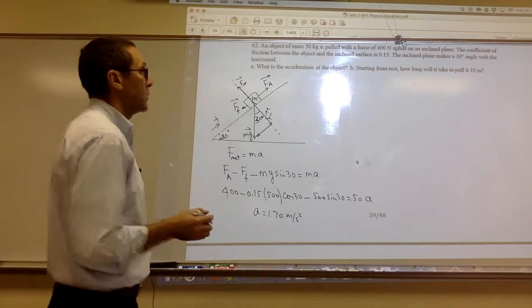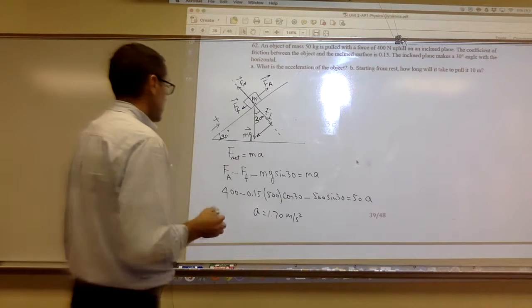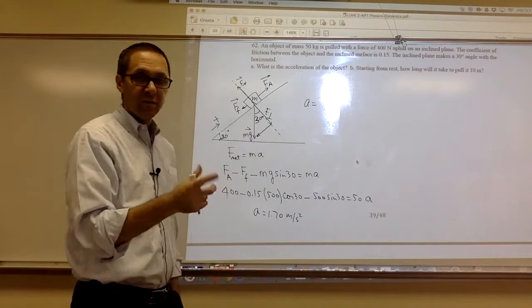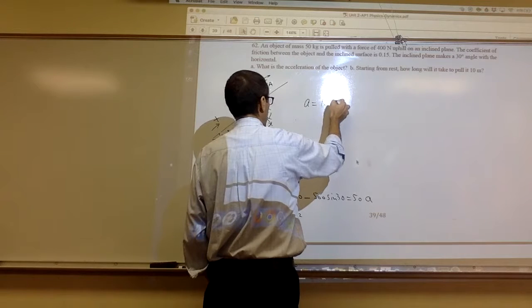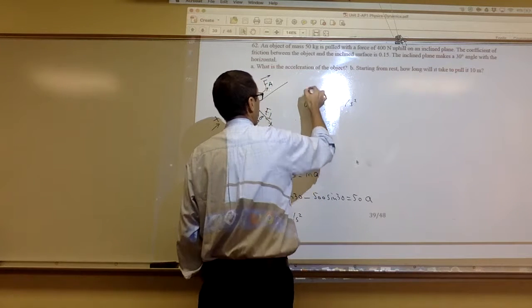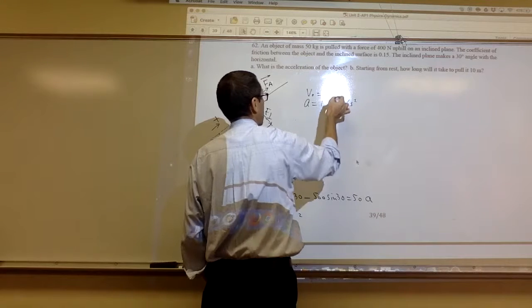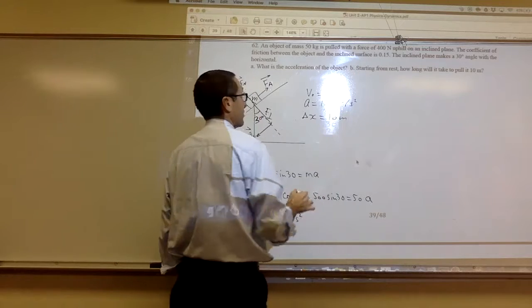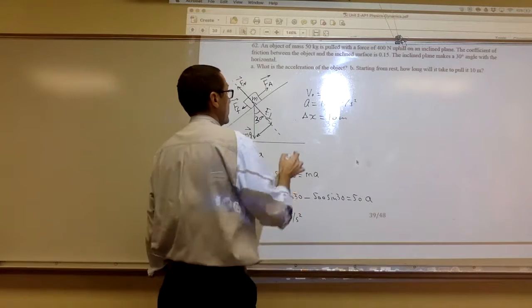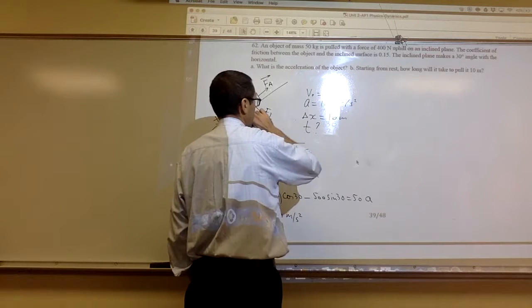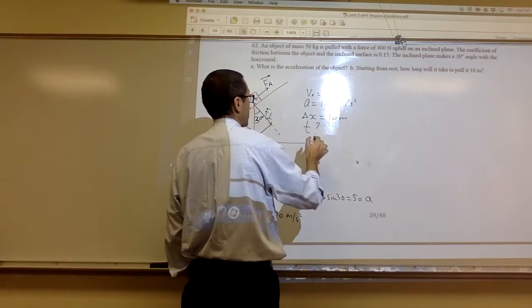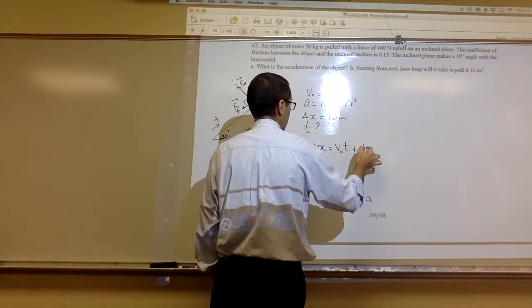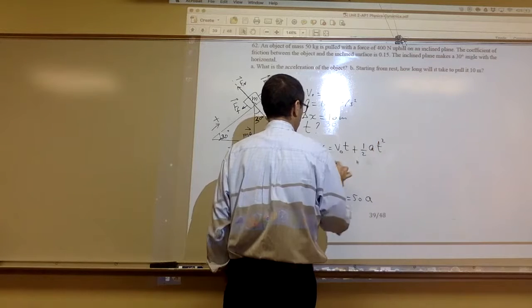Now it says starting from rest, how long will it take to pull it 10 meters up the ramp? Basically, the acceleration is the link between kinematics and forces. Your acceleration is given. We're starting from rest, so the initial velocity is 0. We have a displacement of 10 meters up the ramp, and we're looking for time. So I think I have to use the equation that doesn't have the final velocity in it: delta x is v initial t plus half a t squared.